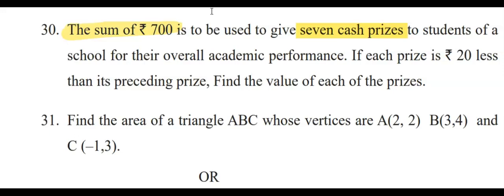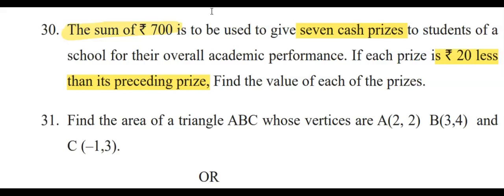How much is the cost of each prize? That is rupees 20 less than its preceding prize. The value of your previous prize is 20 rupees more than this one. Means it is decreasing. Every prize is decreasing by 20 rupees. Each prize is decreasing by 20 rupees. Find the value of each of the prizes. First you find out how much is the price of the first prize. Okay, how much is the price of the first prize? What is the value of the first prize?